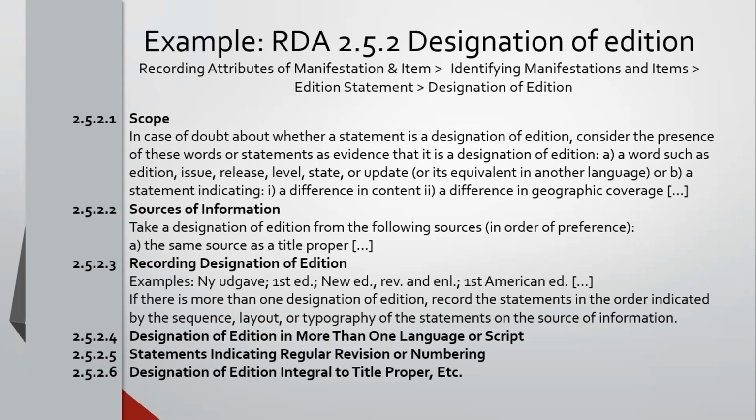So you also have guidance of the location in the resource from which you should take this statement. How to record it is very important. This section always has lots of examples, which is really great. And then other conditions such as what to do if a designation of addition is in more than one language on your resource, if you have statements indicating regular revision or numbering. Also, if designation of addition is integral to the title proper, what do you do according to RDA? So just know that there are special requirements for each of these different conditions. And so just know that those exist, and this is the type of information that you'll find within RDA.